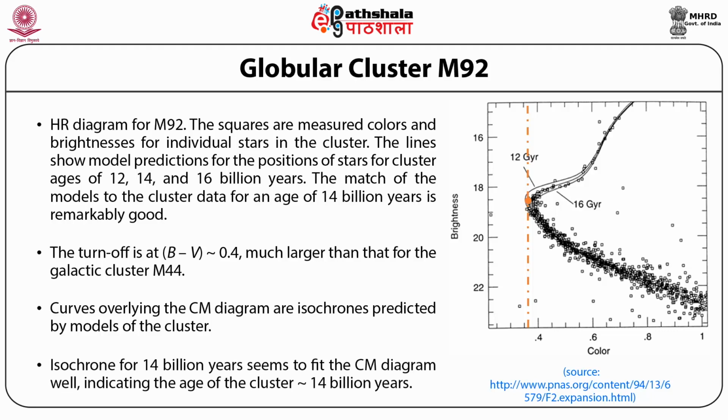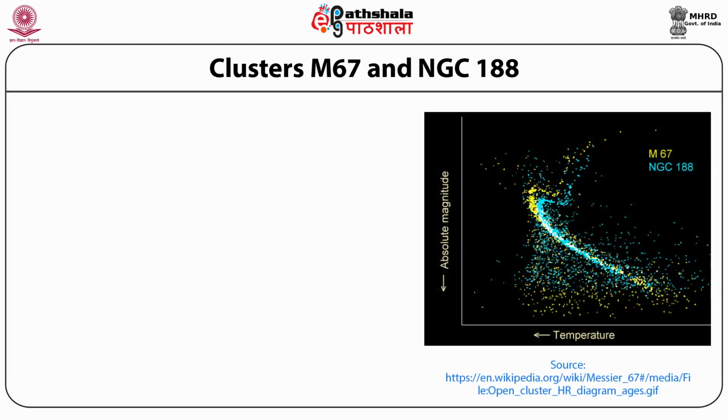Isochrones for 14 billion years seem to fit the CM diagram well, indicating the age of the cluster to be around 14 billion years.